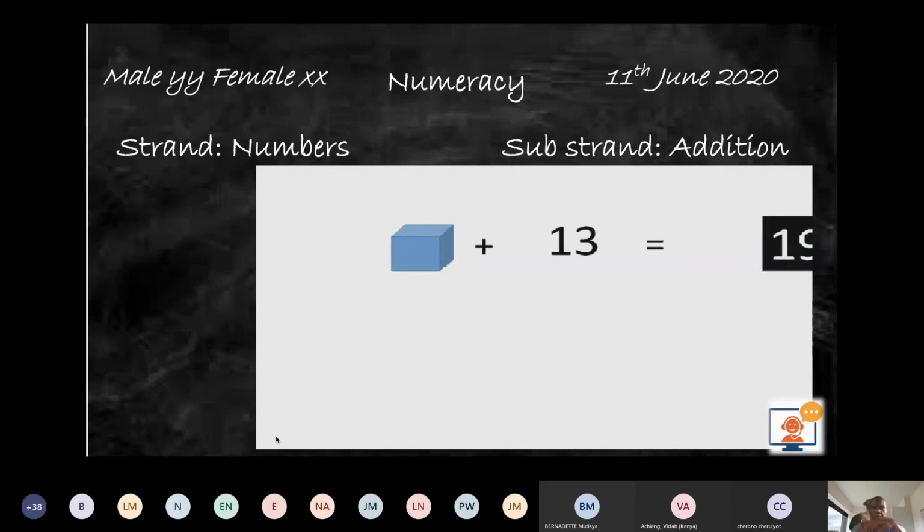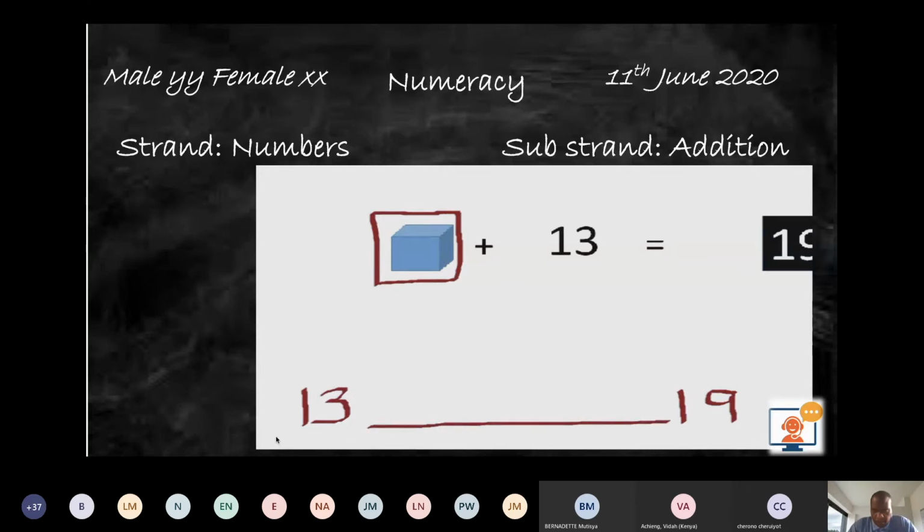In this lesson, we shall try to find the missing number. We have been given a number, but we have one that is missing, and it is represented by this cube. So what we have been asked to do is to look for what it is that we shall add to 13 so that we can get 19. That is, how many numbers are in between 13 and 19? Because if you add them, you will get 19. So how do we do this? One of the ways in which we can do that is by doing simple calculation of addition.